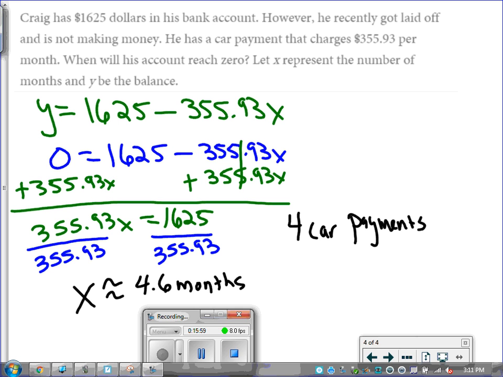If you were to look through this last example on the HMH stuff, you'd see an alternative way to do it. It's where you're using 2 lines. You're using the equation that represents the 1625 minus 355.93x, and then a second equation, y equals 0, and then they would show you how to do the calculator. But I don't like using the y equals 0. I like solving it, showing that 0 money is equal to our account problem, so that we get the 4.6 months, which is about 4 car payments is what he'd be able to make.